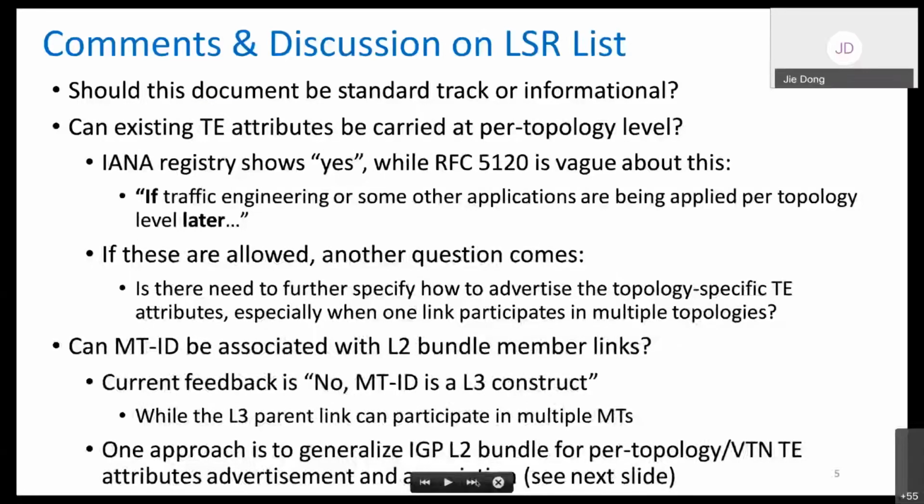Okay, then another question is, can the multi-topology ID be associated with the layer 2 bundle member links? We got the feedback from the mail list that the answer is no. People think MTID is like a layer 3 construct. In this case, we think the layer 3 parent link of the layer 2 bundle needs to participate in multiple topologies and we want to specify which subset of the TE attributes on this layer 3 link is reserved or allocated to a particular topology of ETN. We can reuse or generalize the layer 2 bundle mechanism for this, and the extensions are specified in the next slide.